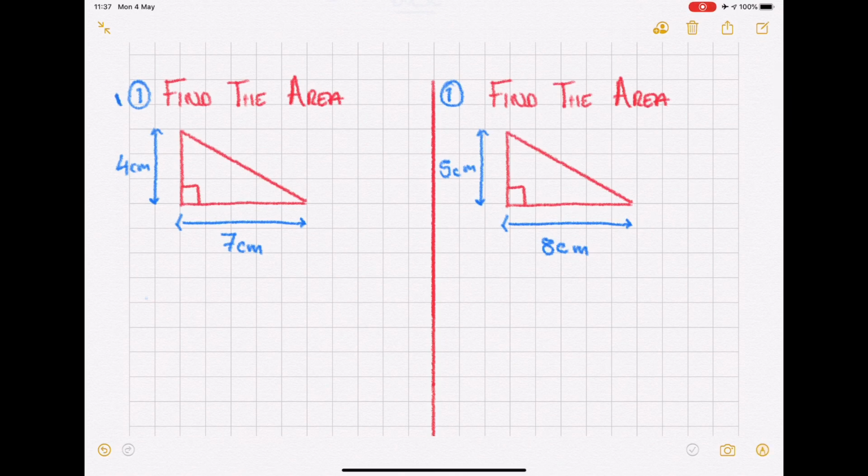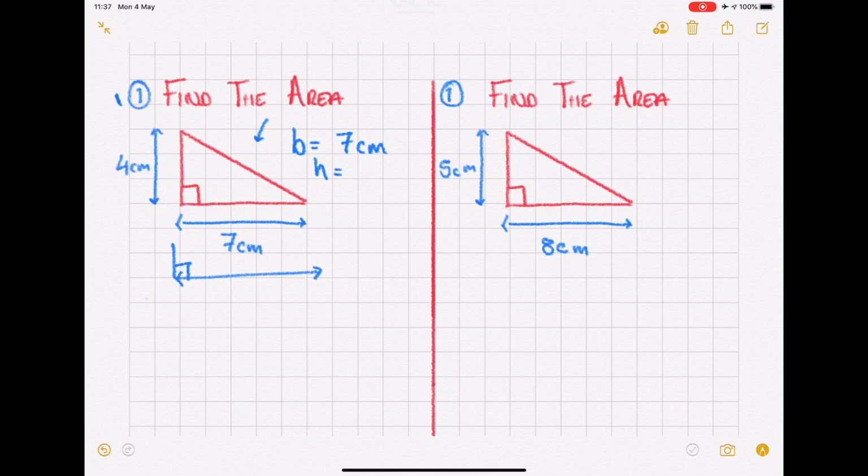Okay? So let's have a look at this first question on the left-hand side. Find the area of this triangle here. Well, first things first, I want to label my base. So I'm going to put base, or B. Which length is my base? Well, my base runs horizontally across like that. So my base length is 7 centimetres.